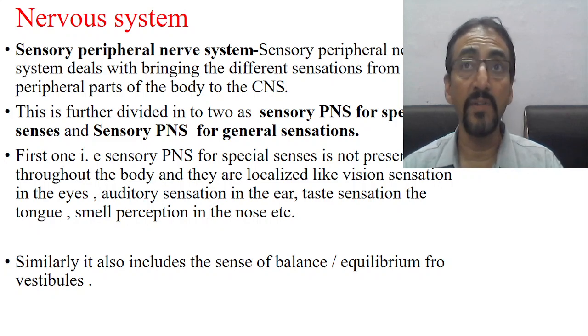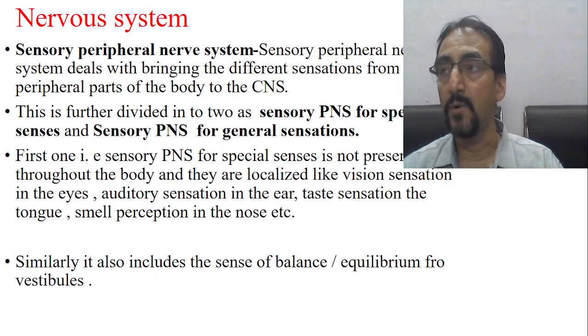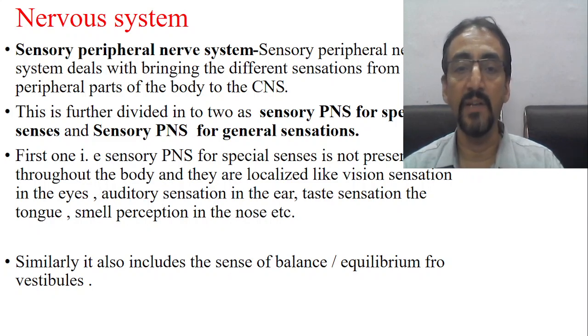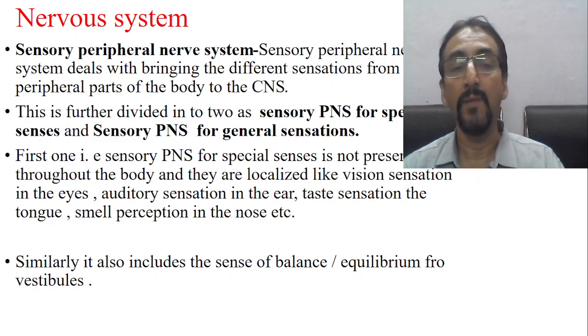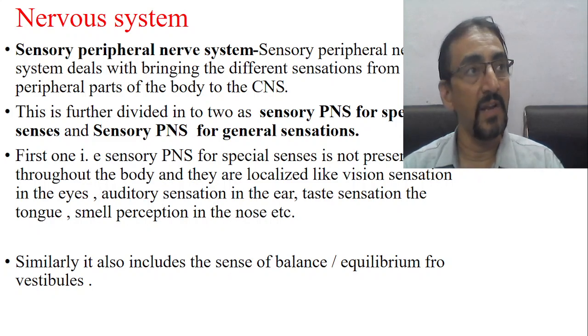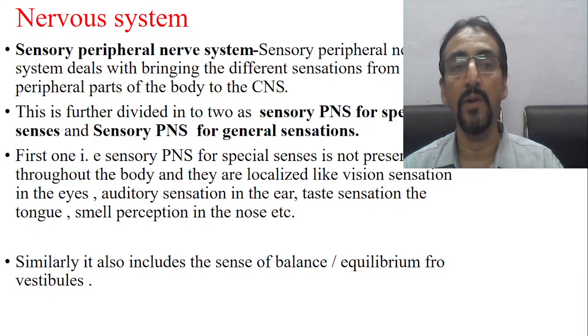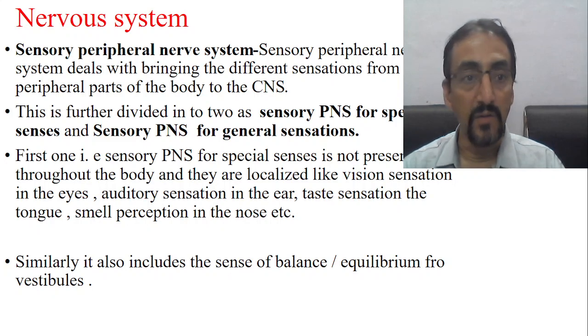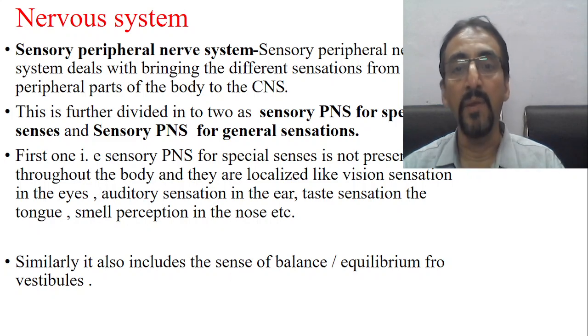The sensory peripheral nervous system for special senses is actually not present all over the body. Of course, we can say all over the body because skin is also an important special sense. Anyway, according to Ayurveda, the skin, twacha, also comes under the jnanendriyas. So the sensory peripheral nervous system is again divided into the peripheral nervous system for special senses and the peripheral nervous system for general sensation.